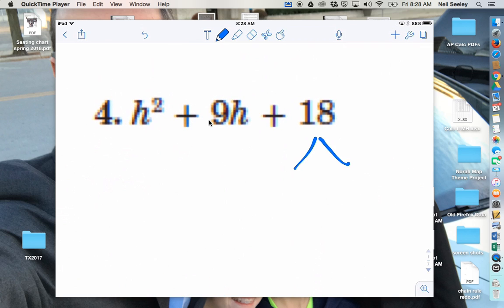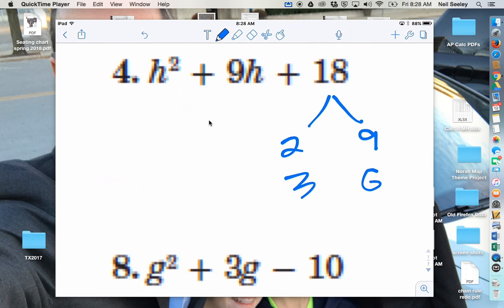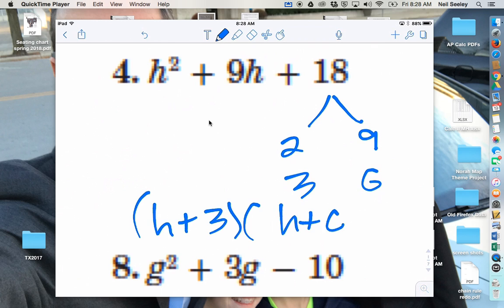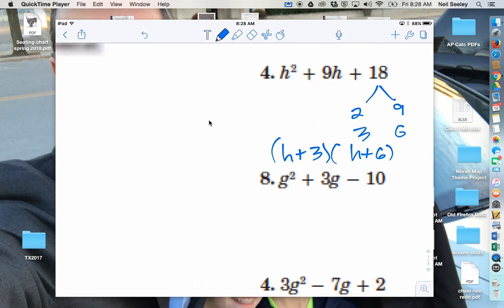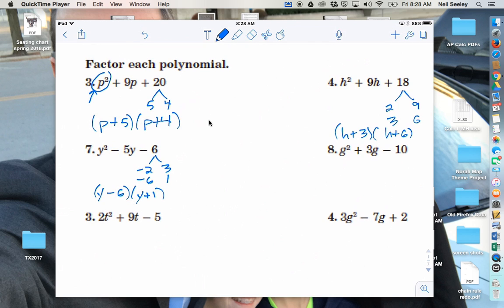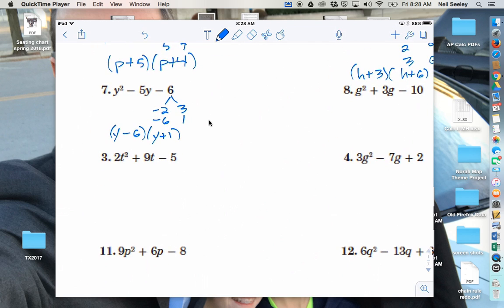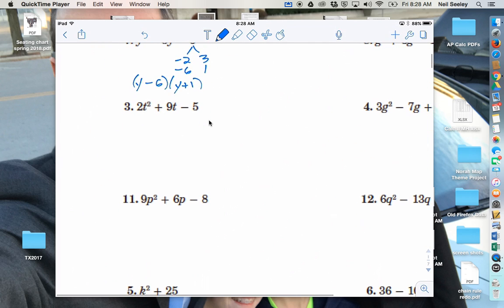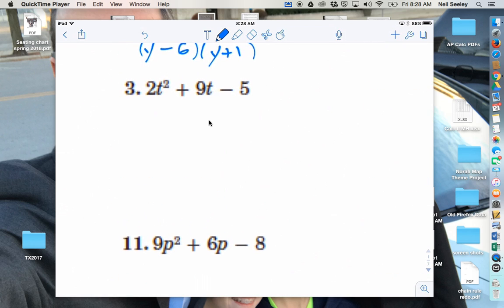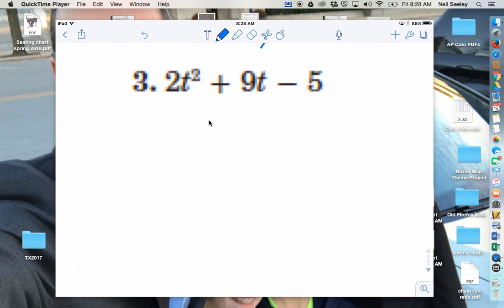Other factors of 18 that add to 9. We can do 2 and 9, and we can do 3 and 6. Oh, sure enough, 3 and 6 work. So it's h plus 3 times h plus 6 is the factored form of that. Think of that as the nice factored form. Sometimes you don't get whole number factors, and sometimes we can say it's not factorable in the whole numbers. You might go for another technique. So here it is, number 3.